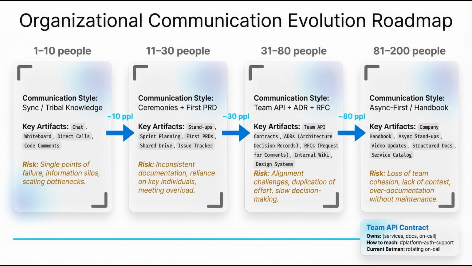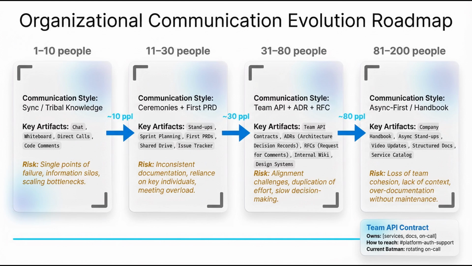Communication evolves across 4 approximate stages. At 1 to 10 people, flat synchronous communication dominates. Tribal knowledge. Everyone knows everything. At 11 to 30 people, Scrum ceremonies appear, along with the first PRDs and the first tickets. At 31 to 80 people, team APIs, ADRs, and RFCs are introduced.